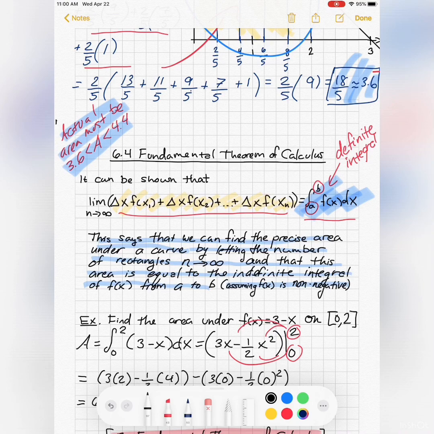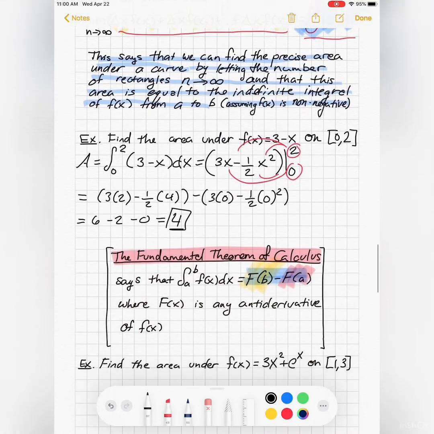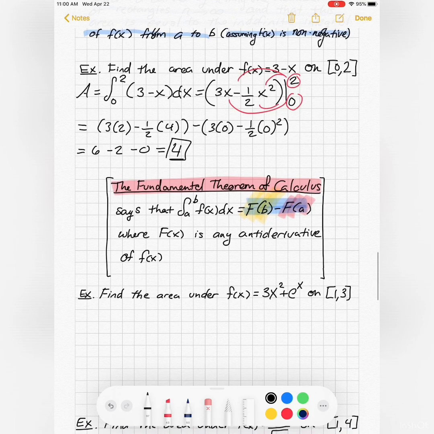Well, look at that. We said the actual area must be in between 3.6 and 4.4. So that's exactly halfway in between, so that makes perfect sense. And that's, of course, much easier than actually doing this problem by using the approximating rectangles.